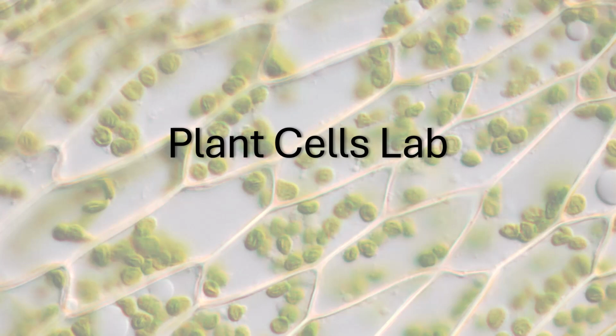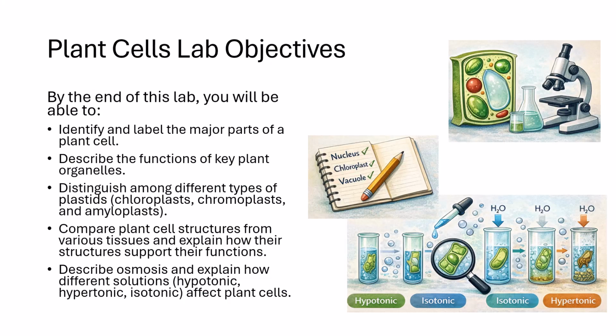By the end of this lab, you should feel confident identifying major plant cell structures and explaining why they look the way they do. Before we begin working with the microscope images, let's take a moment to review the learning goals for this lab. By the end of this activity, you should be able to identify the major structures of a plant cell and explain what each of those structures does.